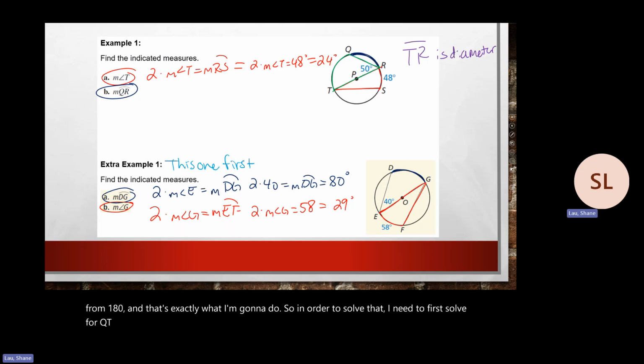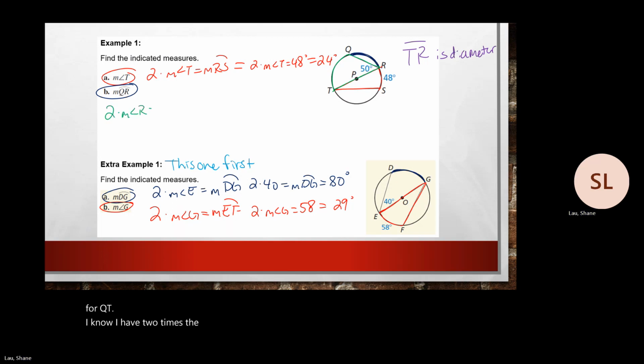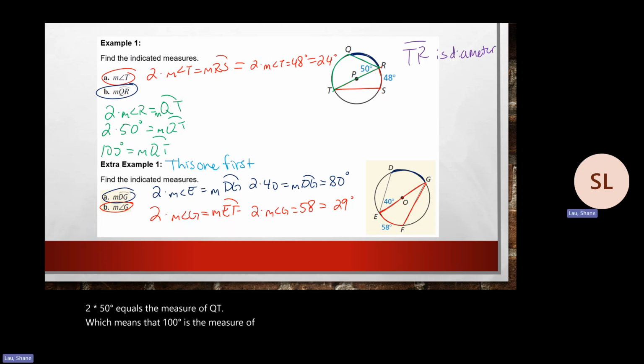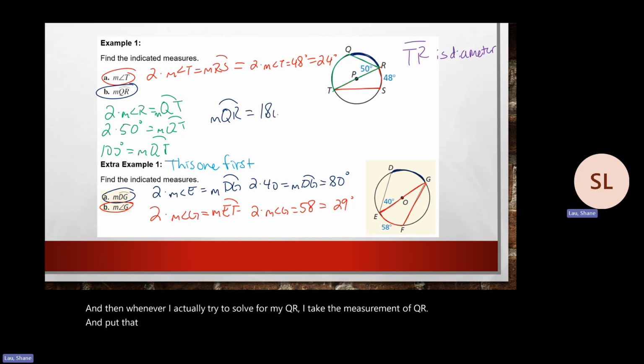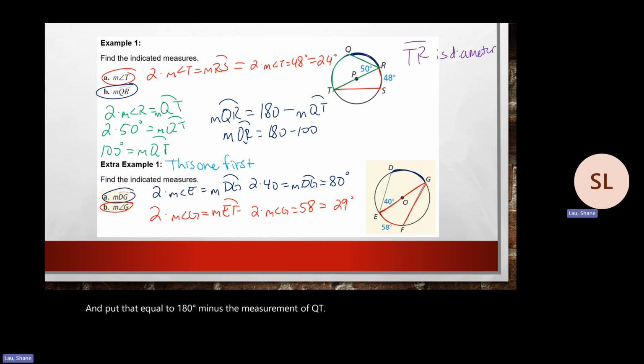I'll do it in this green. I know I have 2 times the measurement of angle R equals arc QT. 2 times 50 degrees equals the measurement of QT, which means that 100 degrees is the measure of arc QT. Pretty simple there. And then when I solve for QR, I take the measurement of QR and put that equal to 180 degrees minus the measurement of QT. So the measurement of QR equals 180 minus 100, which means that the measurement of QR is 80 degrees. And that should be pretty simple.